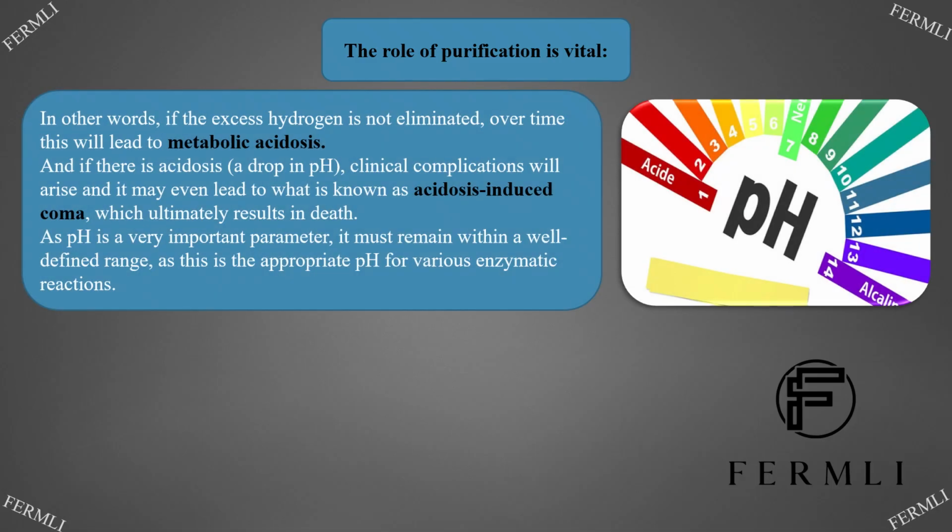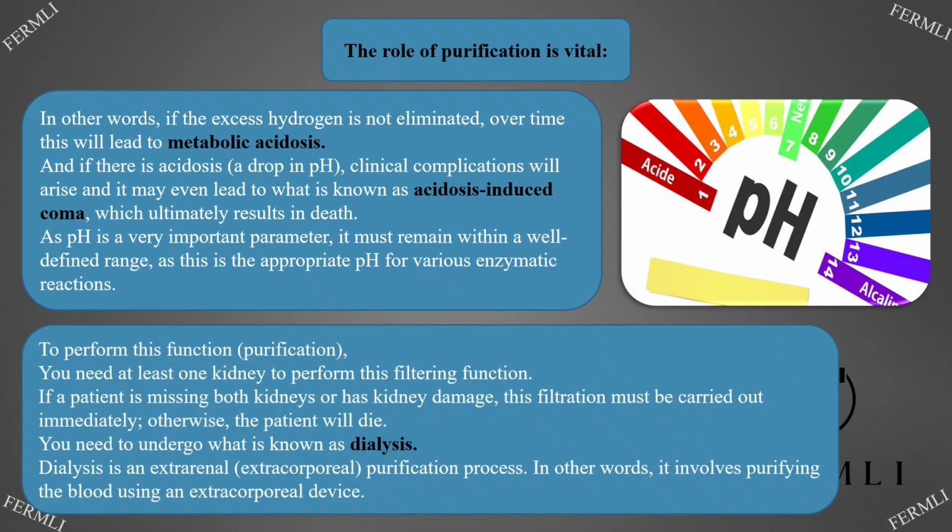In other words, if the excess hydrogen is not eliminated, over time this will lead to metabolic acidosis. And if there is acidosis, a drop in pH, clinical complications will arise, and it may even lead to what is known as acidosis-induced coma, which ultimately results in death. As pH is a very important parameter, it must remain within a well-defined range, as this is the appropriate pH for various enzymatic reactions. To perform this function, purification, you need at least one kidney to perform this filtering function.